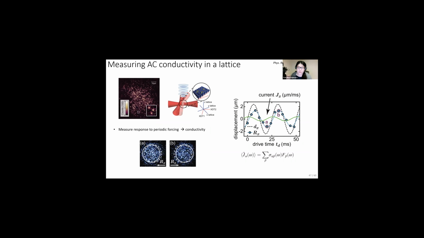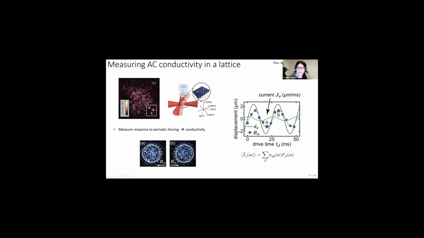We can also do other sorts of transport measurements by applying periodic forces to the system, which allows us to measure the oscillations of the positions of the cloud as I apply a force, which in an Ohm's law limit allows me to measure the conductivity. So here I'm showing you the displacement, which is these blue dots, of the center of mass of the cloud as I'm applying a periodic force to them.